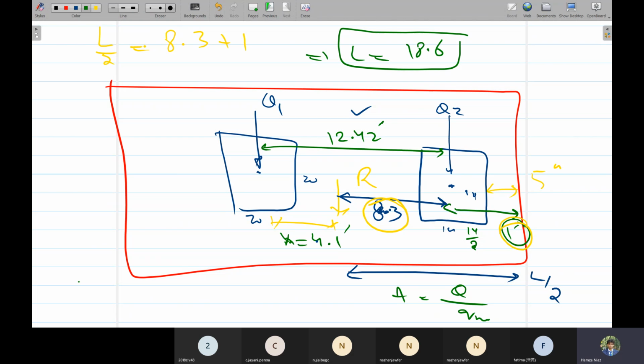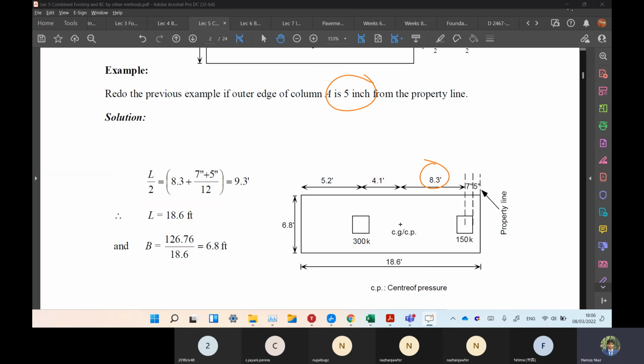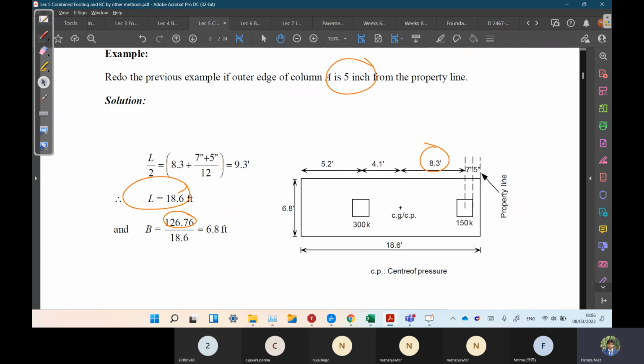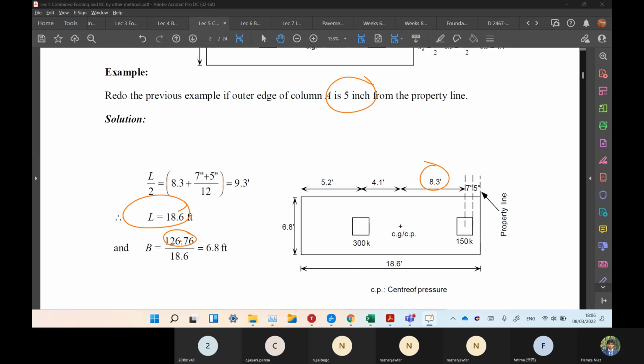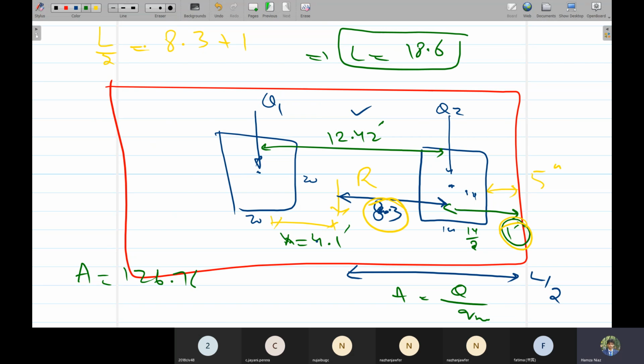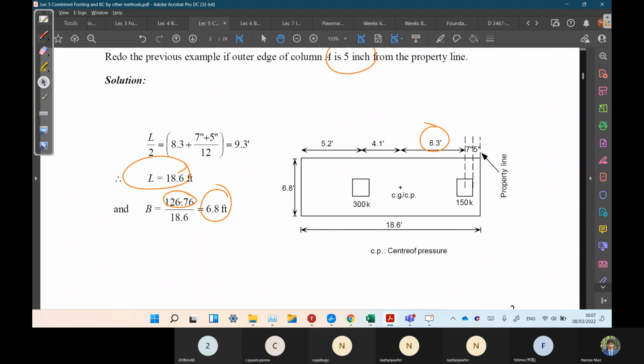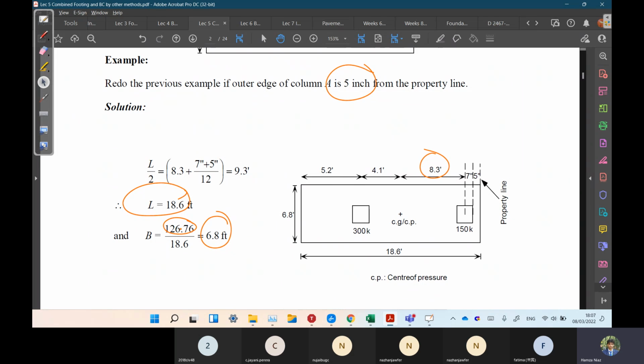Now again we know the area of the footing from the previous question. The area is 126.76, the previous one. So B is simply area over length. In this case, the B value would also change, and this would be the width B value. And they have calculated this at 6.8 feet. Previously it was 5 feet. Now the width has increased. Alright, this was a simple one.